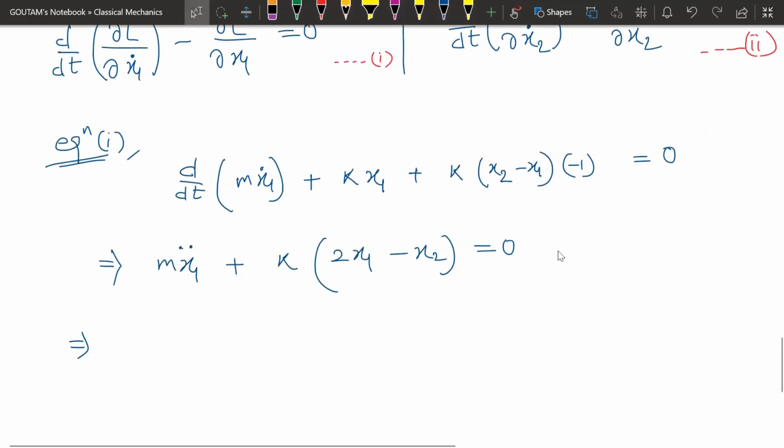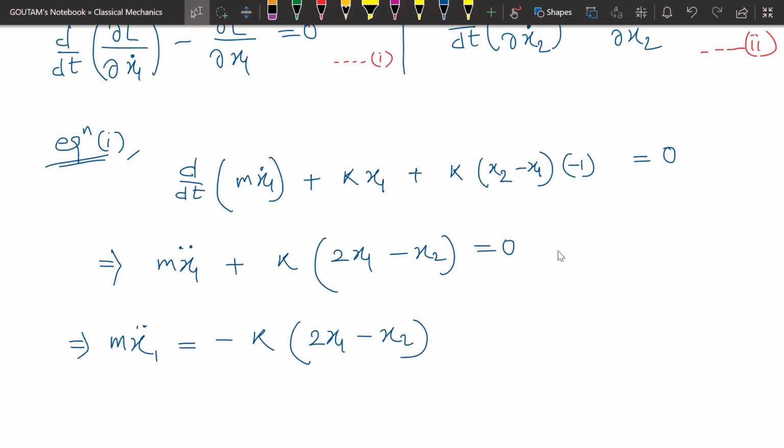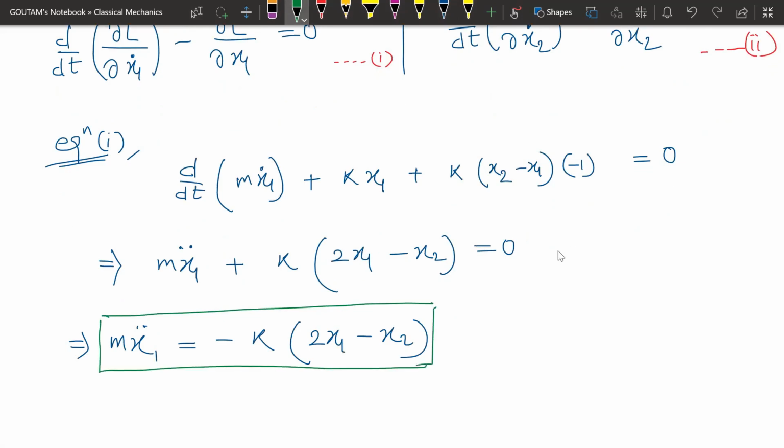So one equation of motion will be m x1 double dot equals minus k (2x1 minus x2). Let's call it equation 3.